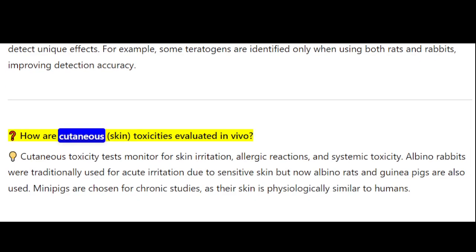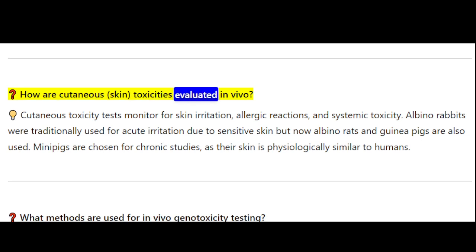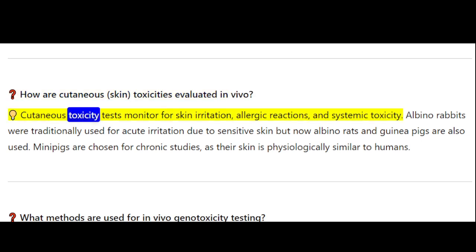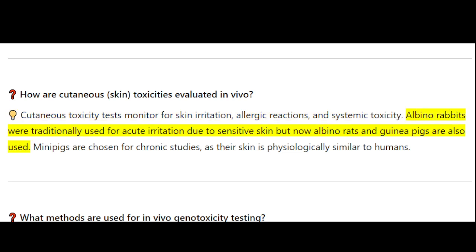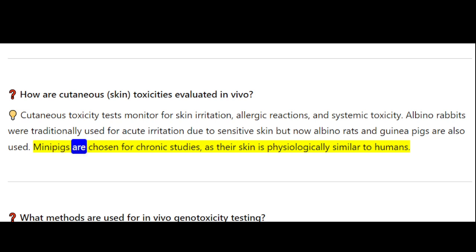How are cutaneous, skin, toxicities evaluated in vivo? Cutaneous toxicity tests monitor for skin irritation, allergic reactions, and systemic toxicity. Albino rabbits were traditionally used for acute irritation due to sensitive skin, but now albino rats and guinea pigs are also used. Minipigs are chosen for chronic studies, as their skin is physiologically similar to humans.